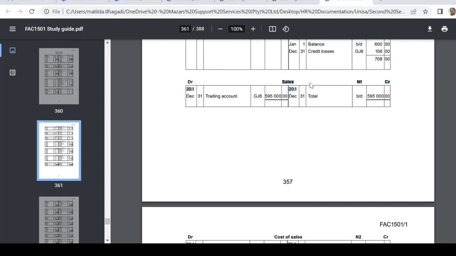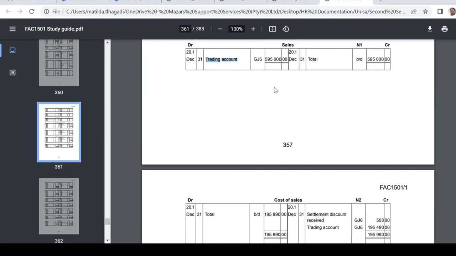Now, what is the balance on the sales account? The balance is zero. It balances out. Why am I saying it's zero? This was the opening balance from the trial balance, and this account was moved to the trading account.